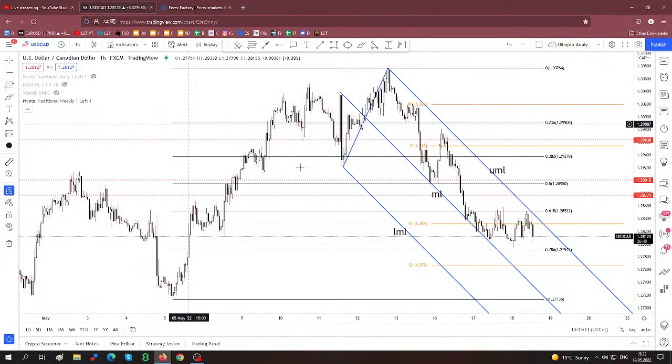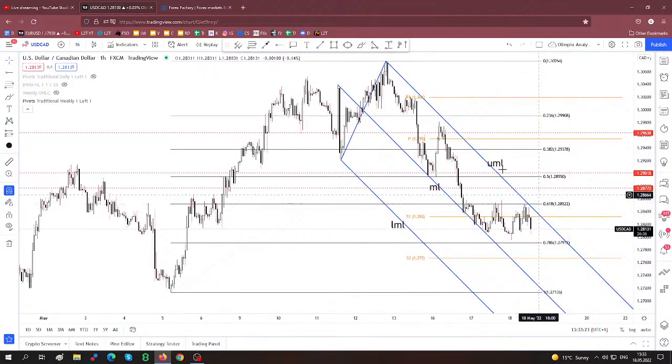One moment. So right now, in my opinion, the 1.28 psychological level here stands as potential support, as a key level, and let's wait, because as long as it stays below the upper medium line, the bias is still bearish, but I don't want to sell it here.